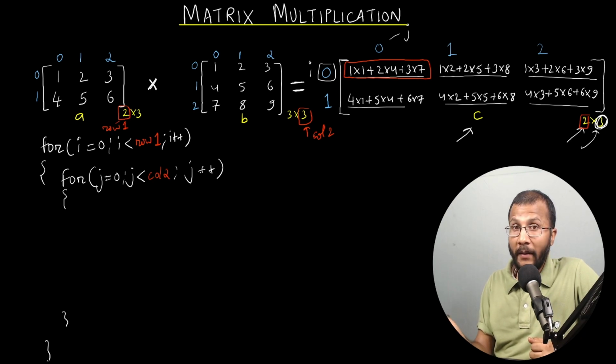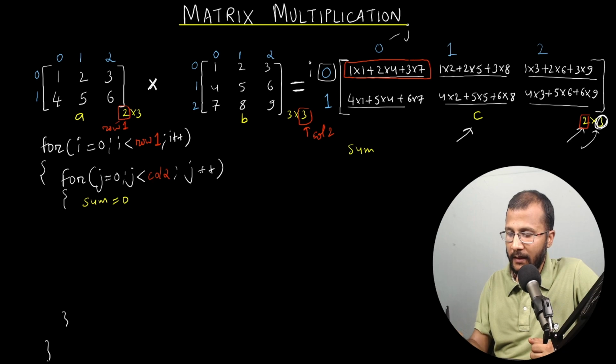So if I'm adding things together, initially let me assume that there is a variable called sum, and sum is initialized to 0. I'm making sum 0 because initially I'm assuming that this entire thing is 0. Now first of all I'll add 1 times 1 to this sum, and then I'll add 2 times 4 to this sum, and then I'll add 3 times 7 to this sum. So let's do that.